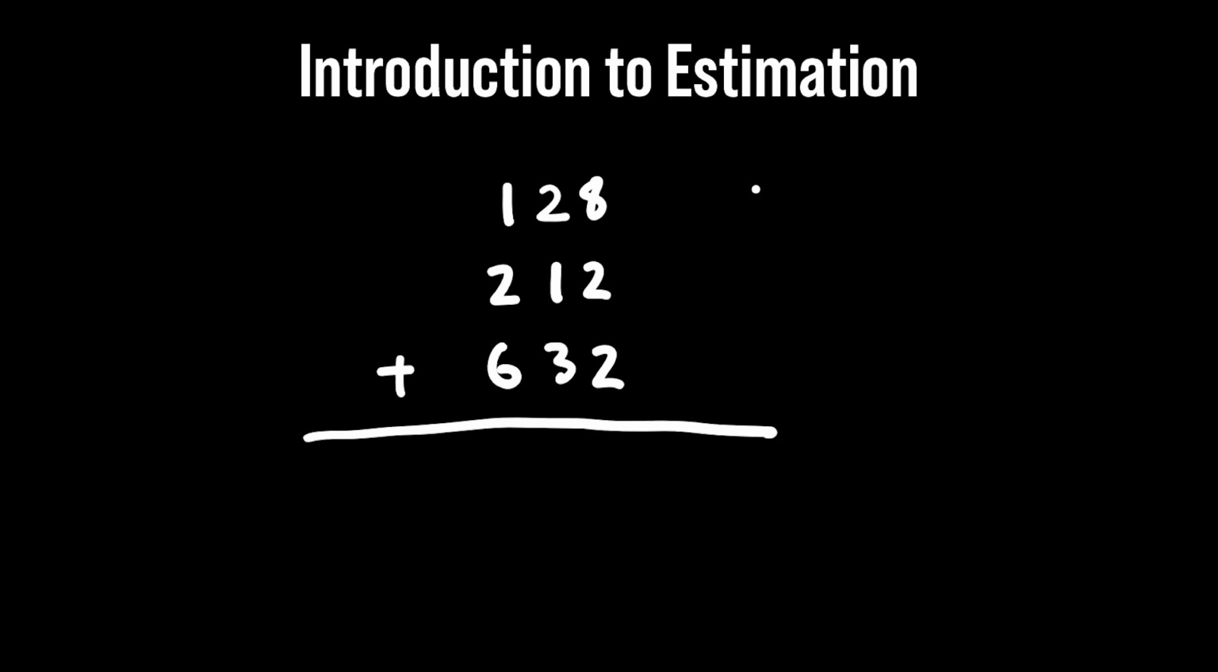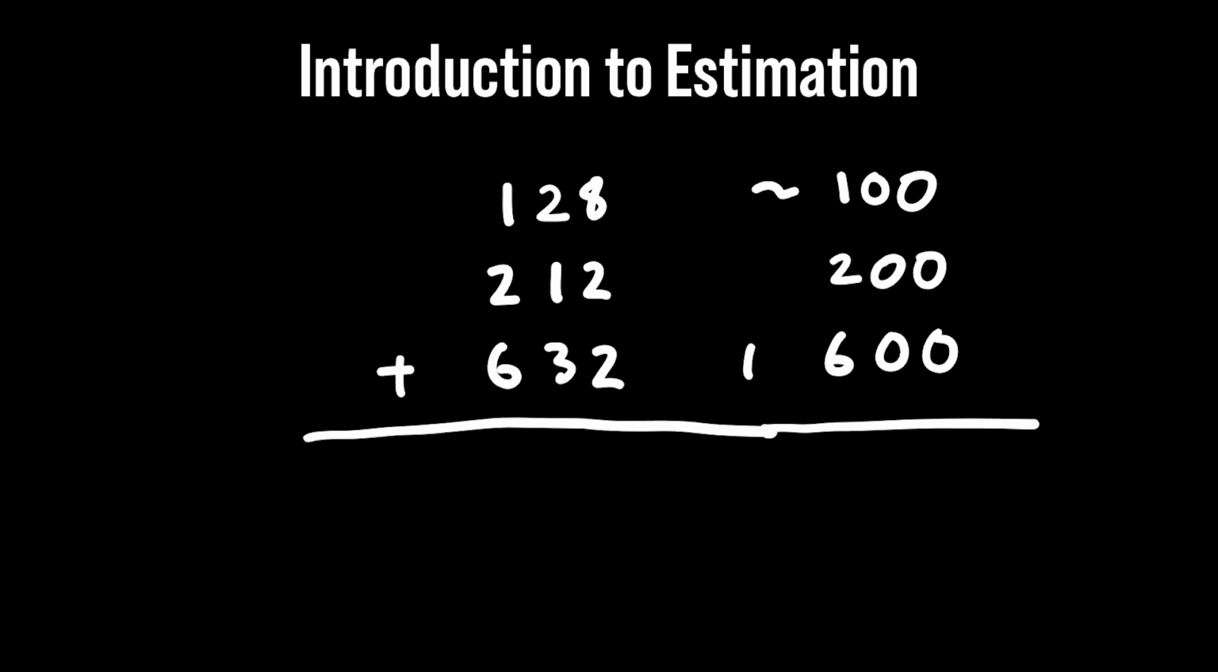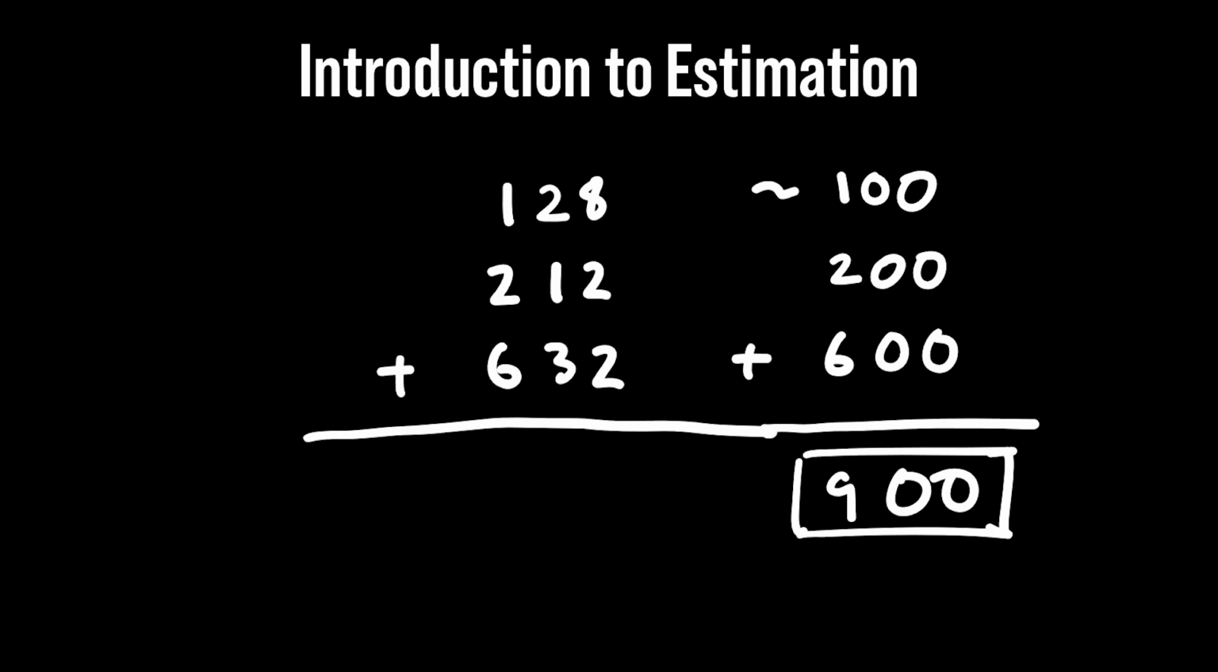128 becomes around 100. 212 becomes around 200. And 632 becomes around 600. And so we have around 900 is our answer. So 900 is our rough estimate of these added values here.